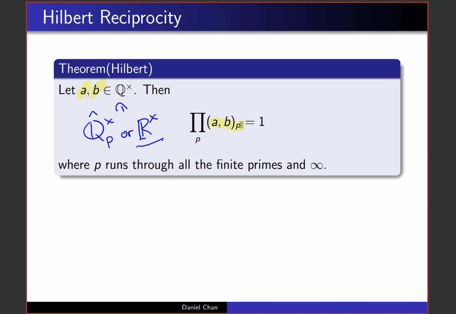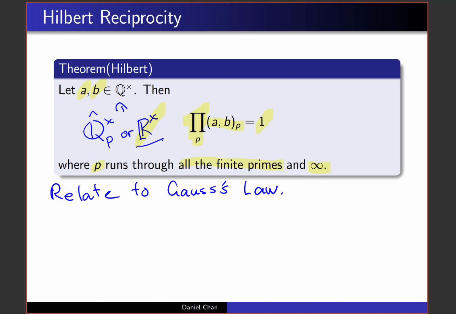And what I claim is that if you range over all the primes, P runs through all the finite primes, okay, so 2, 3, 5, and so forth, and also infinity, so that's the case when you look at the local field R. Firstly, you can take the infinite product of these because actually most of the time you'll get 1 and only for a finite number of cases will you get -1. And the product that you'll get here is 1. And that's Hilbert's law of quadratic reciprocity. Okay, so it's a beautiful formula. And let me just see how you can relate it to Gauss's law.